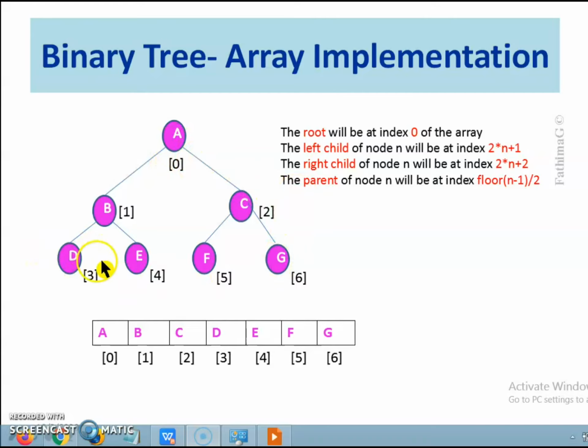Similarly, the other nodes are located at index by applying the formula, by which the node D is located at index 3, E at 4, F at 5 and G at 6. It seems as if the nodes are arranged sequentially in the array. It happens so as nodes are completely filled. Let us see the other example.